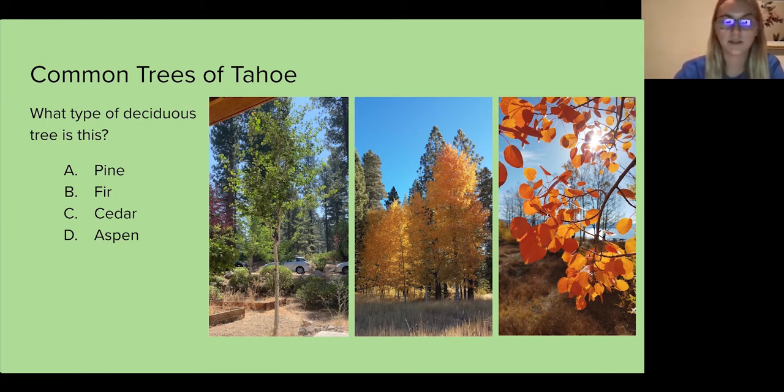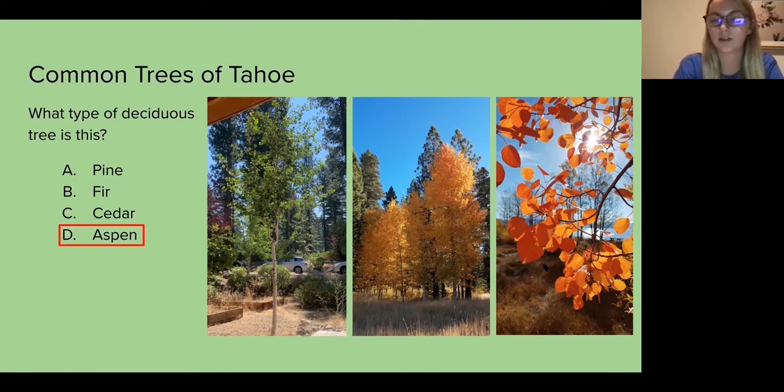I hope that was enough time for you, and if it doesn't seem like it's enough time, you can pause the video during that section and take as much time as you need to look at these photos to try and determine what type of tree it is. So for this question, the answer is an aspen. This is Tahoe's most common deciduous tree. In the spring and summer, its leaves are a nice bright green, and in the fall and winter, once the seasons start changing, the leaves turn these brilliant shades of yellow and orange.